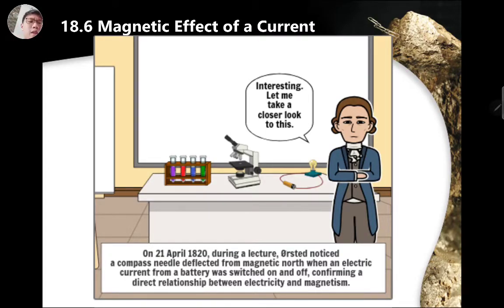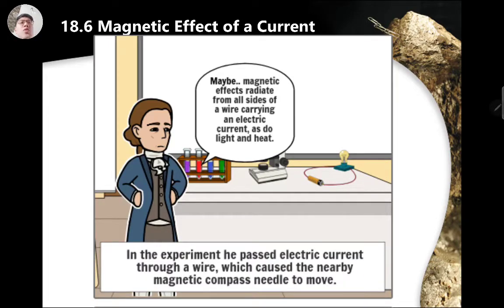And then he was like, was there an accident? And so he tried it again. He's like, it's really moving, right? So it's completely discovered by accident. And he decided, that's interesting. Let me take a closer look at this. And so he was wondering, maybe the magnetic effect radiates from all sides of a wire carrying electric current, just as light and heat do. Why is this? What is this question about, right?